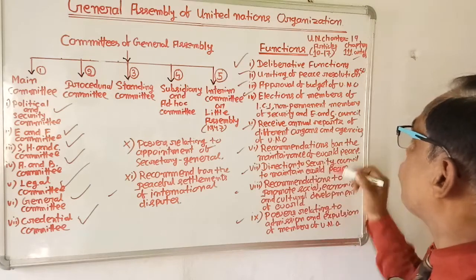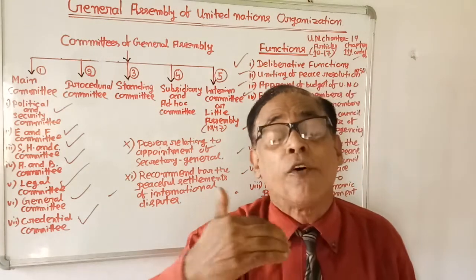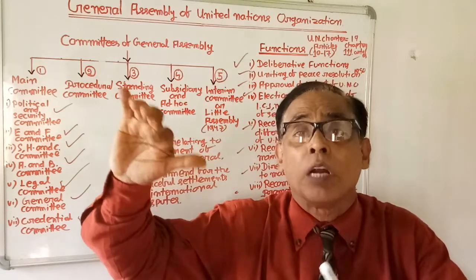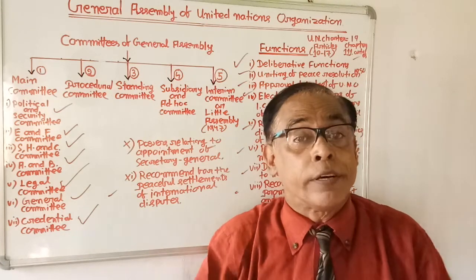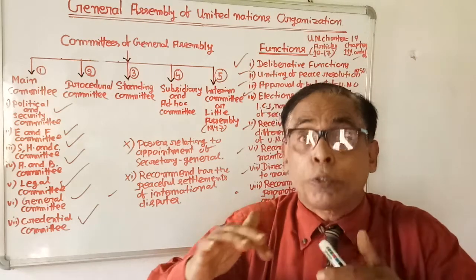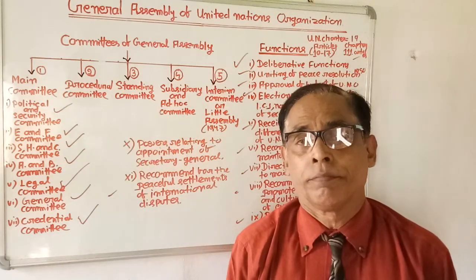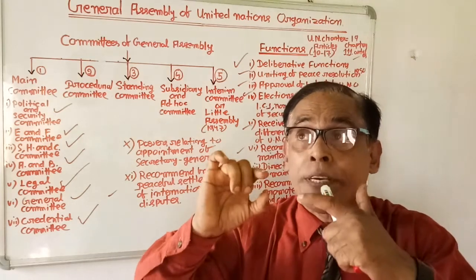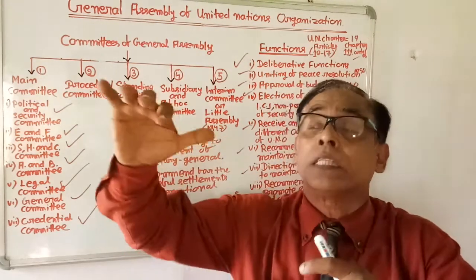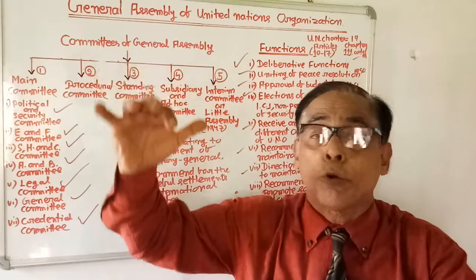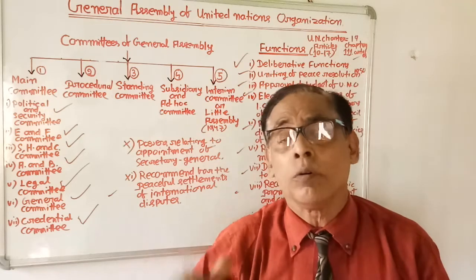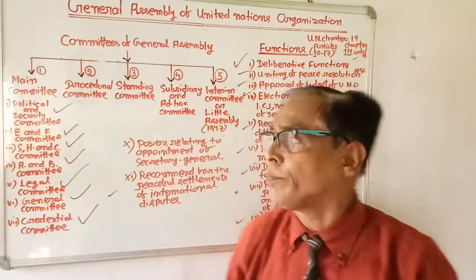Recommendations for the maintenance of world peace. Another function of the General Assembly is to give recommendations to maintain world peace. Whenever in any part of the world there is disruption of world order, and world peace is at stake, at that time the General Assembly will give recommendations or proposals to solve those matters relating to world peace.